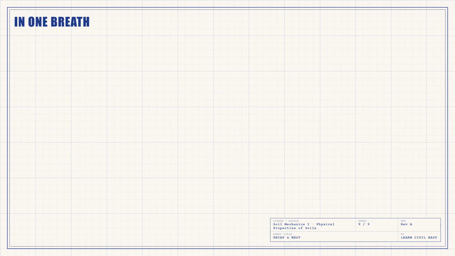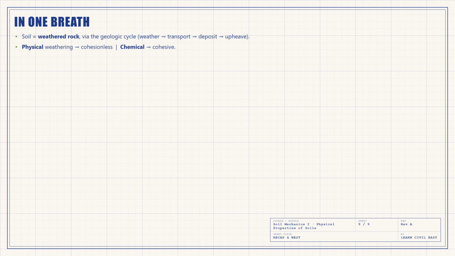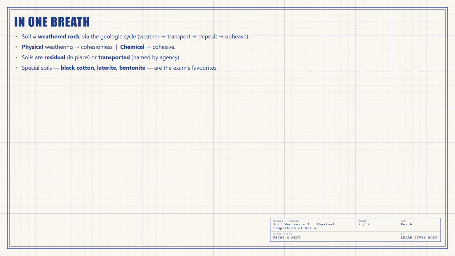So, in one breath, soil is weathered rock formed through the geologic cycle: weathering, transportation, deposition, upheaval. Physical weathering gives cohesionless soil, chemical weathering gives cohesive soil. Soils are either residual, staying in place, or transported, named after the agency that carried them. And India's special soils, black cotton, laterite, and bentonite, are the exam's favorite traps. That's the whole first chapter of soil mechanics sorted.